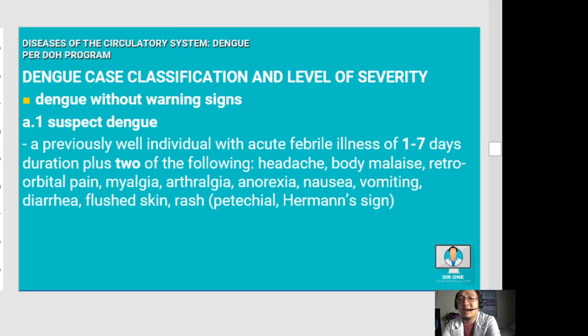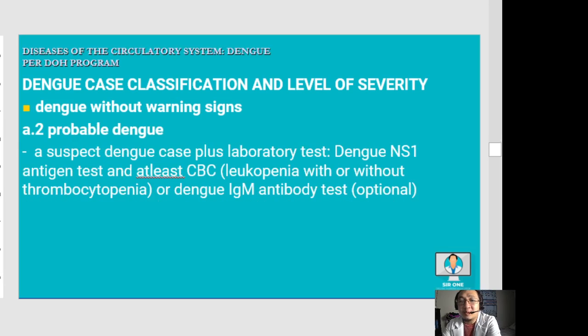So first is dengue without warning signs. It is a suspected dengue case: a previously well individual with acute febrile illness of 1 to 7 days duration plus 2 of the following: headache, body malaise, retroorbital pain, myalgia, arthralgia, anorexia, nausea, vomiting, diarrhea, flushed skin or rash or petechiae, and the presence of Hermann's sign.